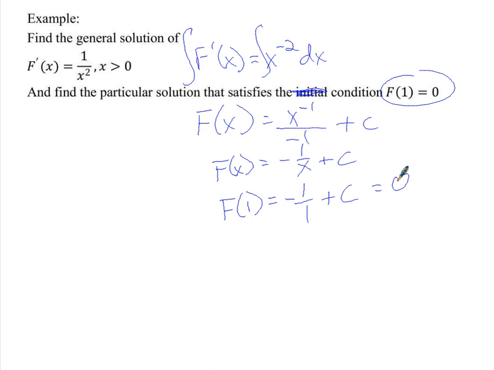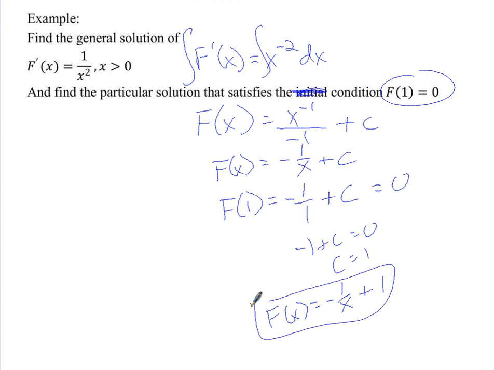Okay? F at 1 is this. F at 1 equals 0. And now solve for c. So this is negative 1 plus c equals 0. Add 1 to both sides, c equals 1. So now I can write the general solution as a particular solution. F of x equals negative 1 over x plus 1.